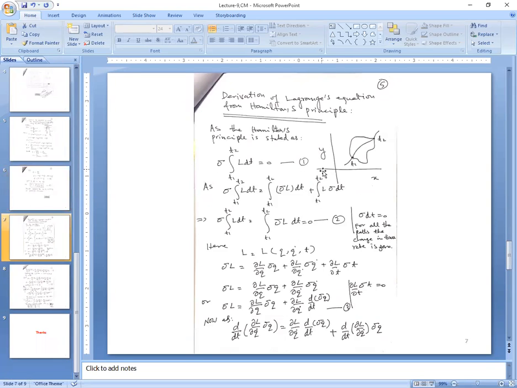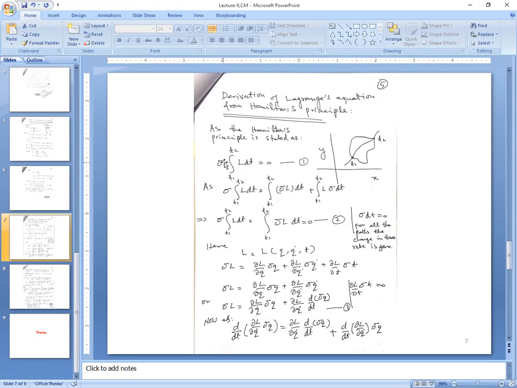Okay, so next is very important: derivation of Lagrangian equation of motion from Hamilton principle. Just as we have done how we can derive the Newton law from the Lagrangian equation, in fact the Newtonian formalism from the Lagrangian formalism, in this topic we can show how the Lagrangian formalism can be derived from the Hamilton formalism.